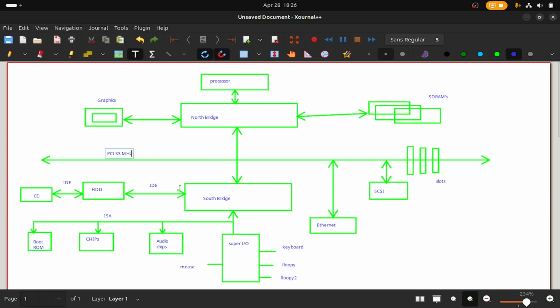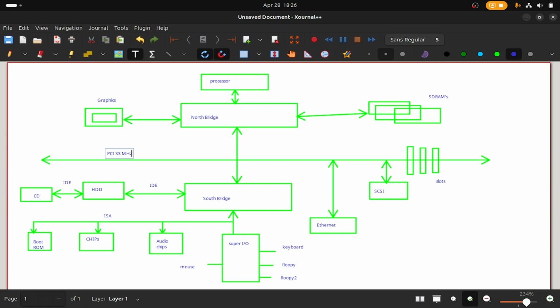Fine. South Bridge, Ethernet, CSI, slots, HDRAM, processor, all are there. That's it. Now we will discuss each and every block: what is the structure, what is the need of that block, and all. We will discuss each and everything.